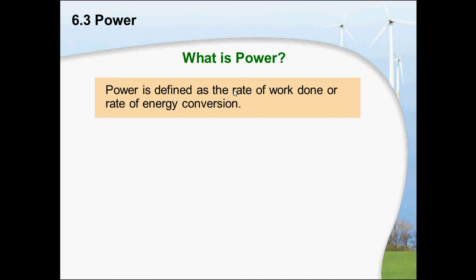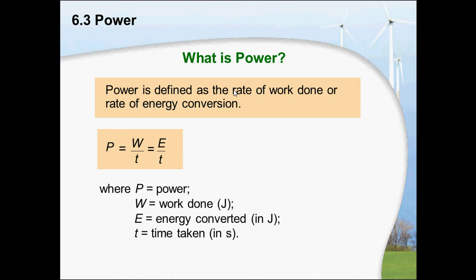Here are two formulas for power. The first formula is power is equal to work divided by time. The second formula is power equal to energy divided by time. P is power, W is work done in joules, E is energy in joules, and t is time in seconds. Do take note that all the units have to be in SI units. Time has to be in seconds, and energy has to be in joules, not kilojoules or megajoules.